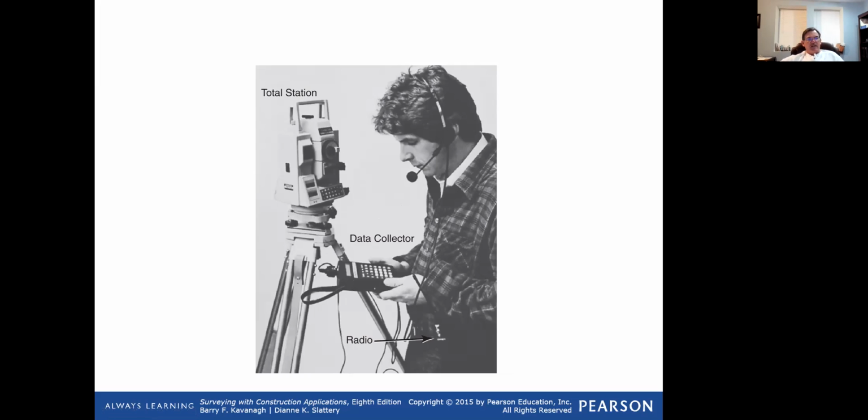But that is how surveyors do most of their work today, is with the total station and with the data collector.